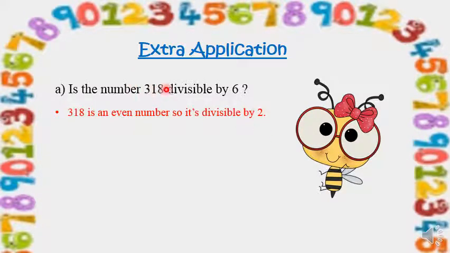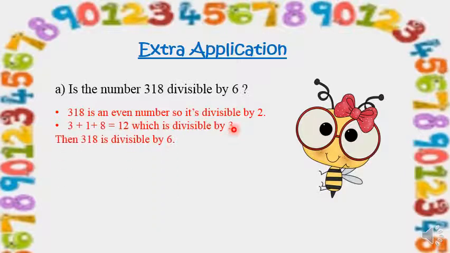Is it divisible by 3? What to do to make sure it is divisible by 3? We have to add the digits. Let's add the digits. 3 plus 1 plus 8 gives me 12, which is divisible by 3. So 318 is divisible by 2 and divisible by 3. So 318 is divisible by 6.